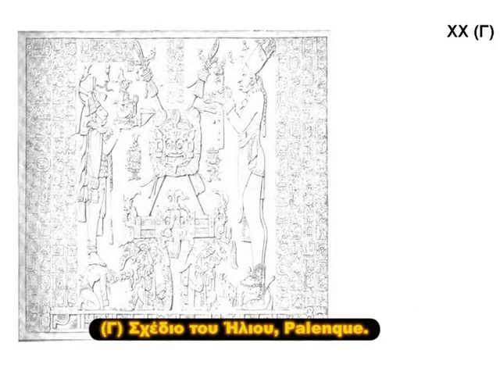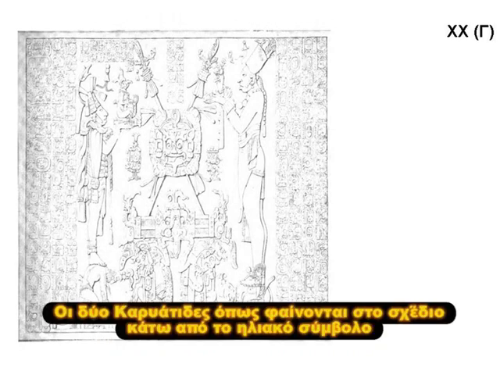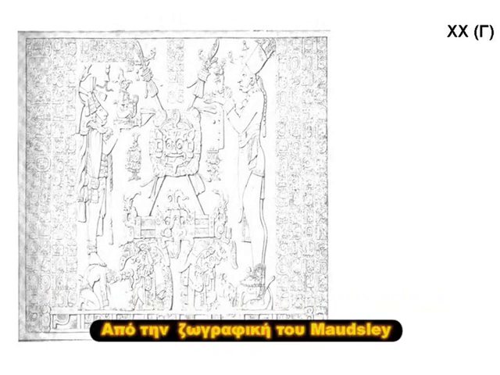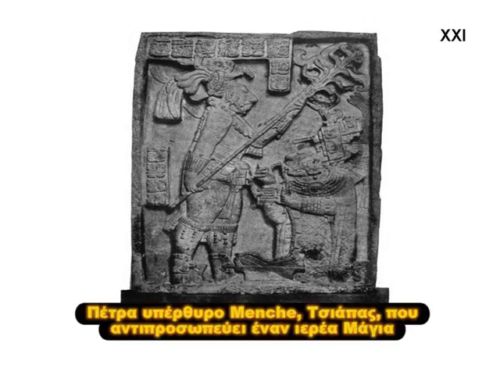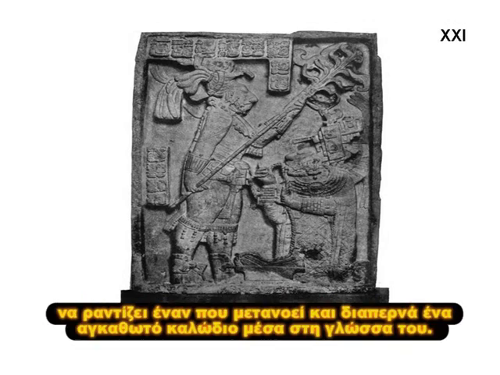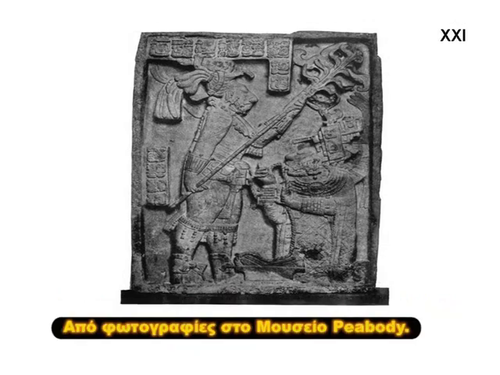C. Tablet of the Sun, Palenque. The two caryatid-like figures beneath the solar symbol doubtless represent the arc-bearers of the heavens. After drawing in Maudslay. Plate 21. Stone lintel from Menche, Chiapas, representing a male priest asperging a penitent who is drawing a barbed cord through his tongue. After photograph in the Peabody Museum.